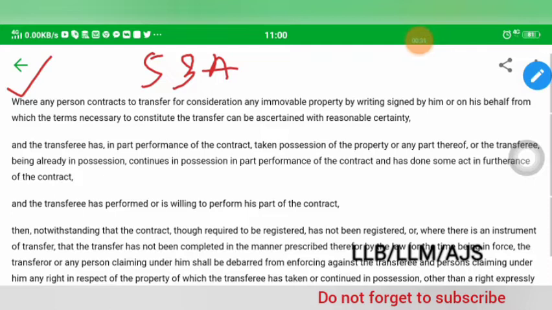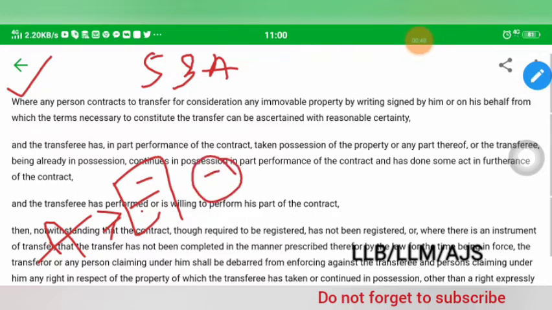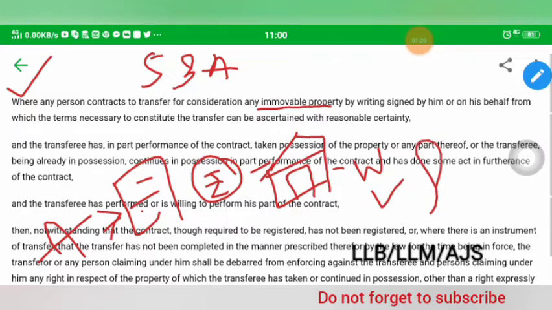So the Doctrine of Part Performance applies where any person contracts to transfer for consideration. There must be some kind of person, for example Mr. A, and he contracts to transfer something for, of course, consideration. It may be consideration in terms of money. The property is any immovable property, the kind of property which cannot move, not goods, by writing signed by him. This is by writing, that means it is a formal transfer, and he must sign at the foot of it, so signed by him or on his behalf.